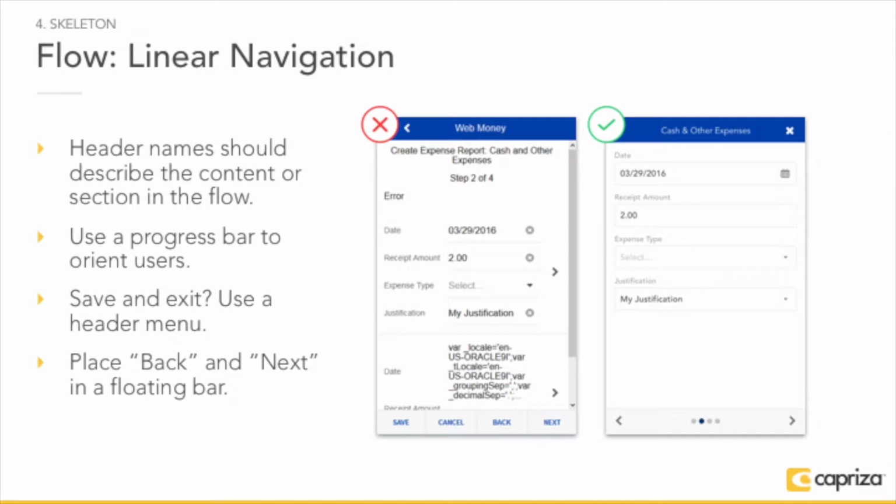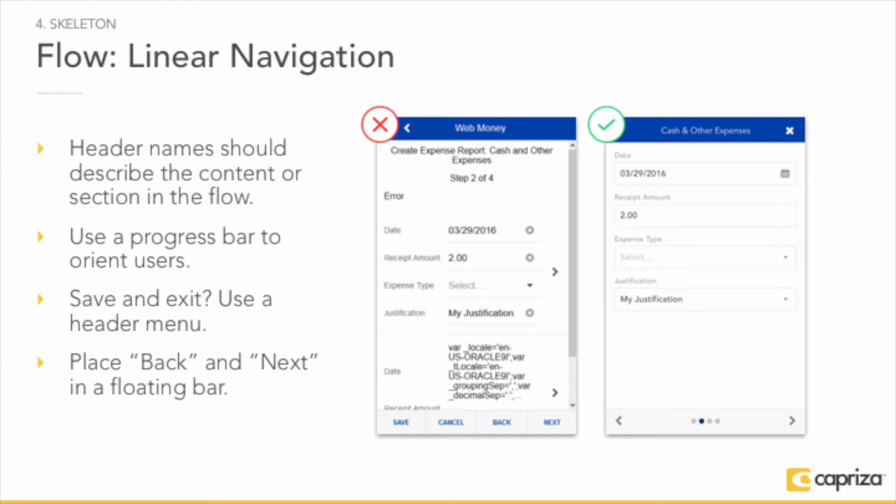There are 4 key rules to follow for micro apps with linear navigation. First, take advantage of page names to tell the user where they are in the flow. Second, use a progress bar to tell the user where they can go and how many steps are left. The progress bar used here in the right screenshot is from our Submit a Multi-Step Request template. Very handy. What if the user wants to start over? Provide an exit with a header menu or icon. Lastly, include navigation buttons like next and back or previous in a floating bar.